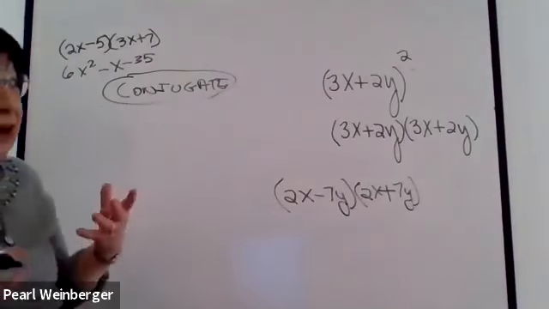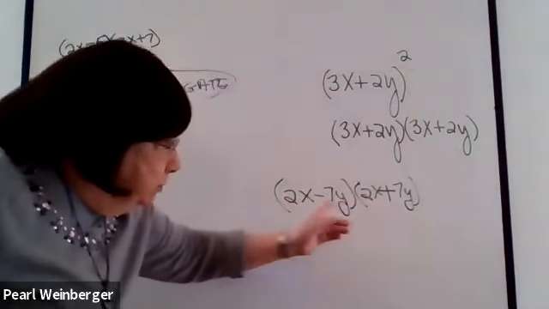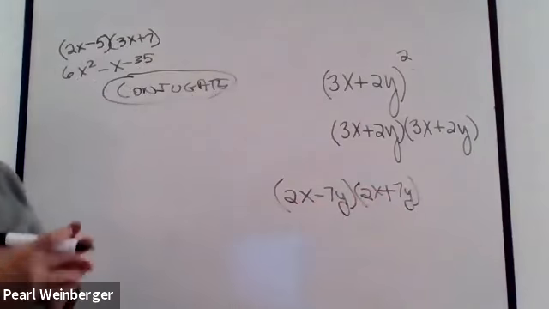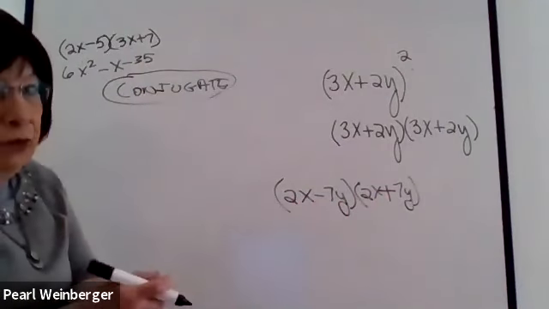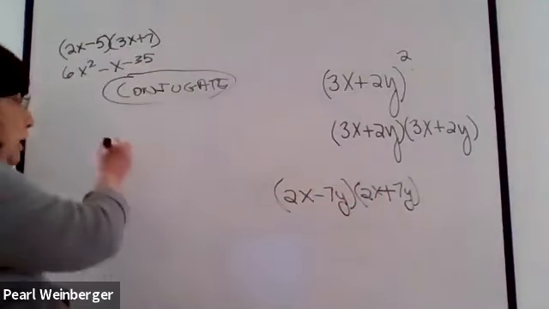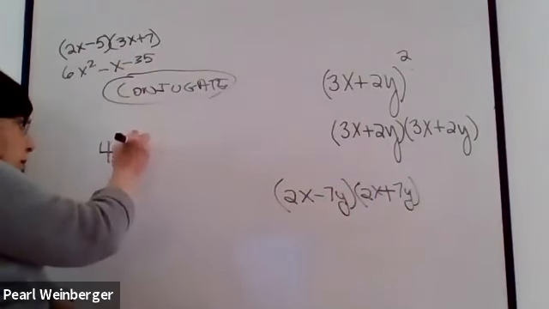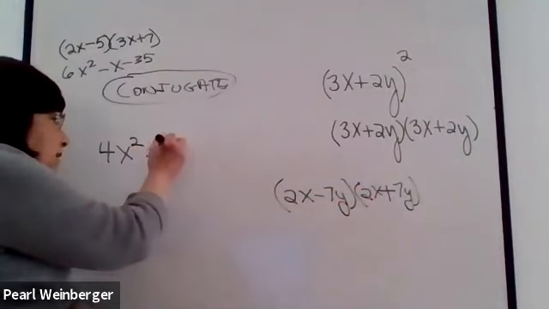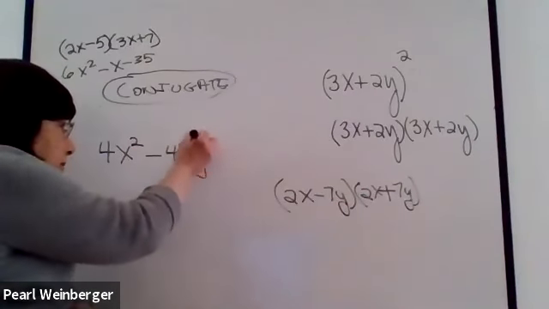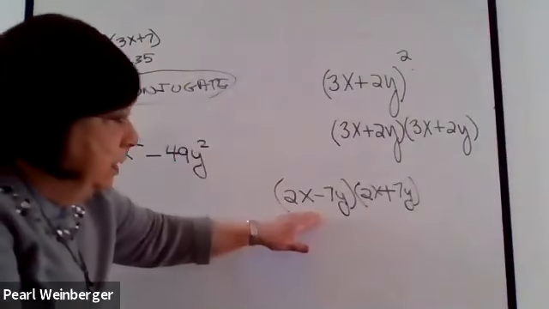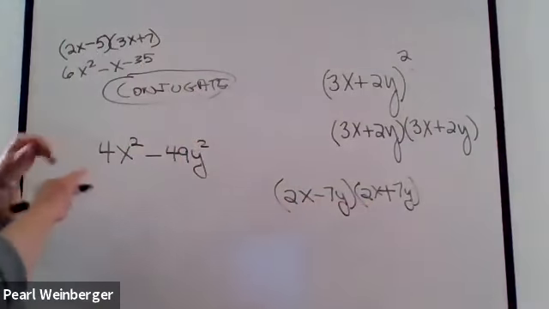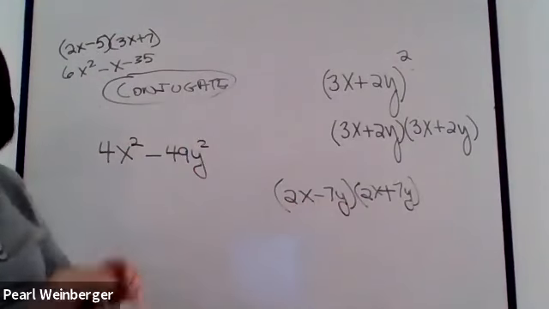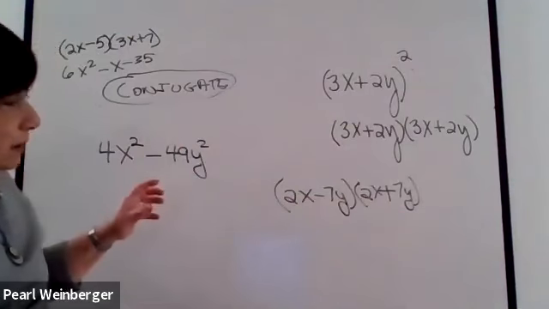Okay, looking at the 2x minus 7y and the 2x plus 7y, obviously these are conjugates. They're the identical binomials, but one has a minus and one has a plus. So I don't have to do the whole FOIL. I can do the quick way. I can just do the first, the 2x times the 2x, which is the 4x squared. And the negative 7y times the positive 7y, which is minus 49y squared. Again, when we multiply two conjugate binomials, instead of getting a trinomial as an answer, we get a binomial. That middle term has been canceled out.